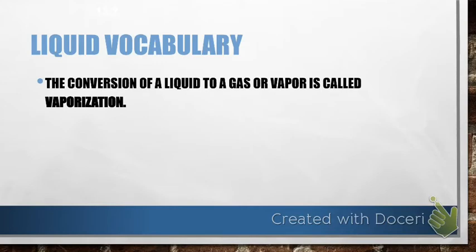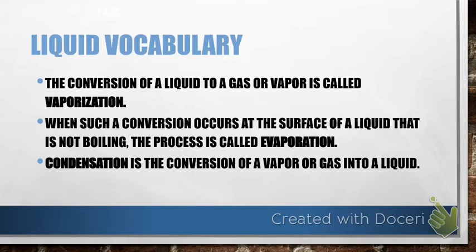Okay, a little bit of vocab for us. When a liquid turns to a gas or vapor, this is called vaporization. When this happens at the surface of a liquid that's not boiling, the process is called evaporation. So when liquid turns to gas and there's no heat involved in a boiling process, this is evaporation.